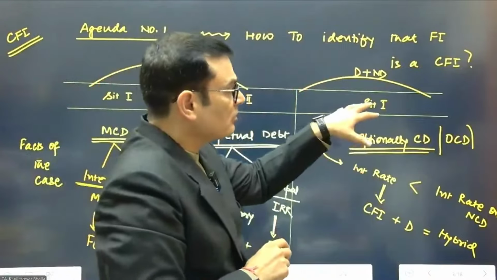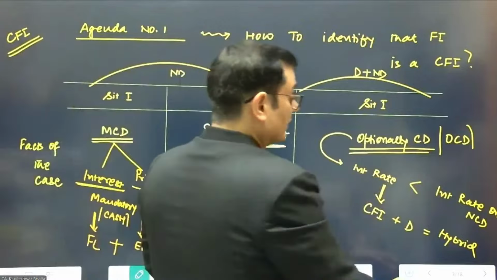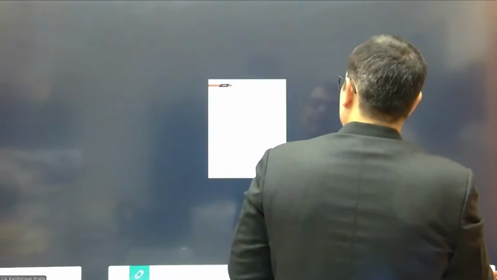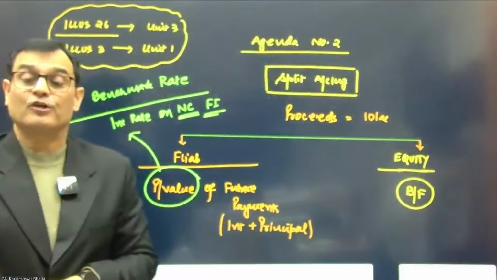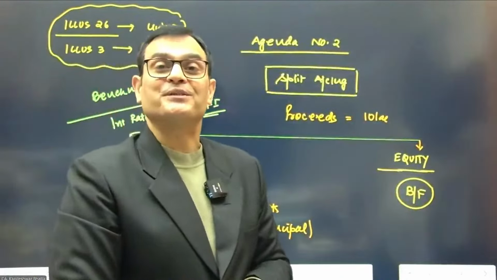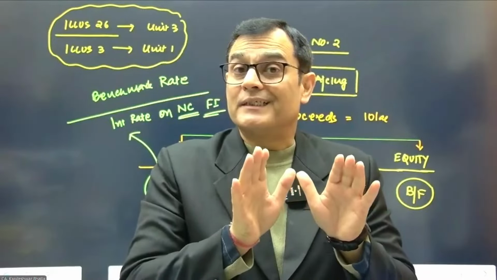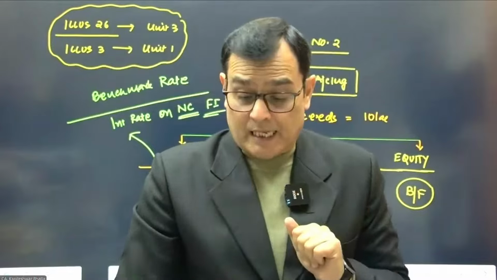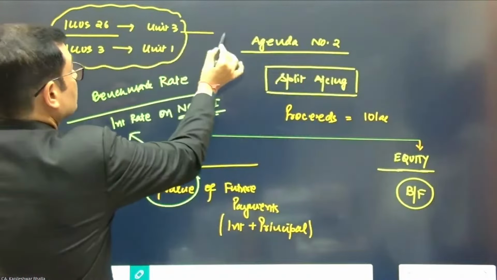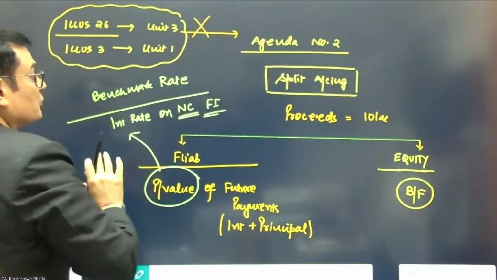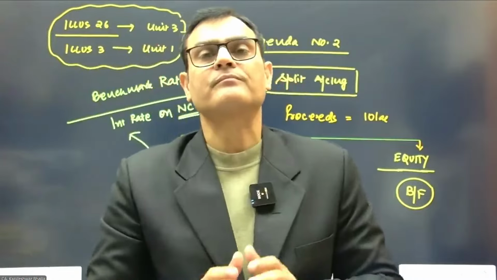Now, first we'll talk about this, then we'll talk about this. So let's first talk about this option number one. And I was discussing this case. This is the case of an optionally convertible instrument. This is not a discussion on illustration 26 or 3. I am discussing this. I'm taking you progressively, but this discussion is not on this illustration. It is taking a focus on the optionally convertible instrument.